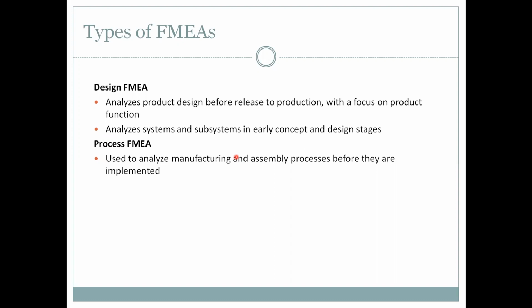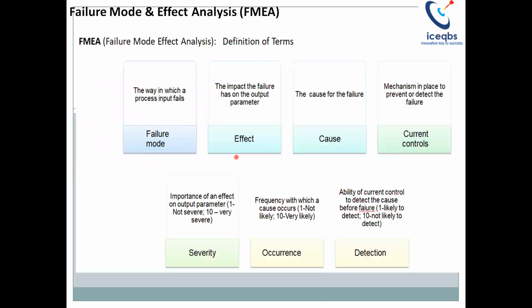And if that is going to happen, what proactive actions can I take so that I'll be able to eliminate those failure modes? That is what we call a process FMEA.